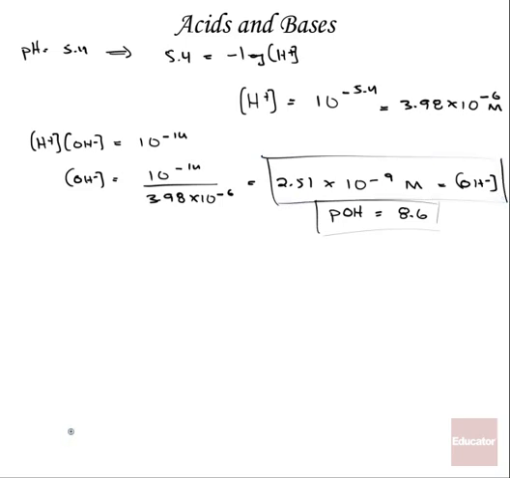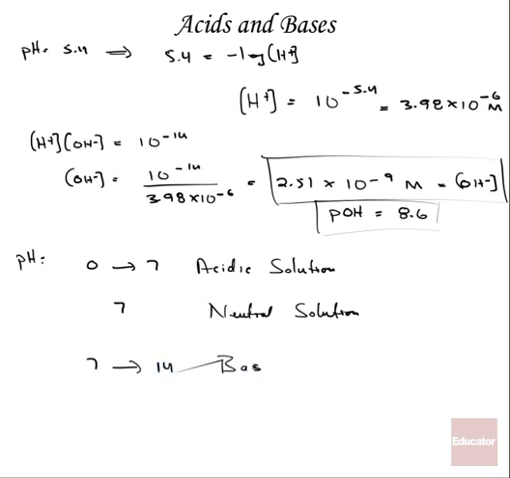Okay. So now let's talk about the pH scale. Any pH from 0 to 7, we call that an acidic solution. A pH of 7 is called a neutral solution. And a pH of 7 to 14 is called a basic solution. What that means is, in an acidic solution, the hydrogen ion concentration is greater than the hydroxide ion concentration. They're not equal. In a neutral solution, the hydrogen ion concentration actually equals the hydroxide ion concentration.